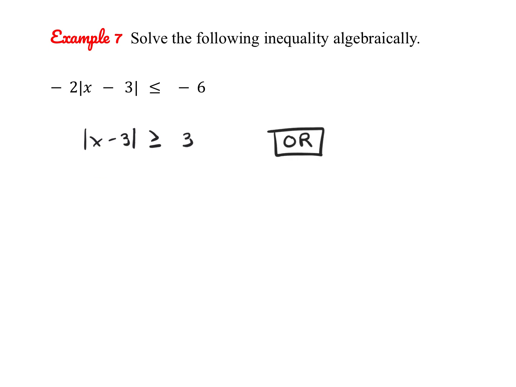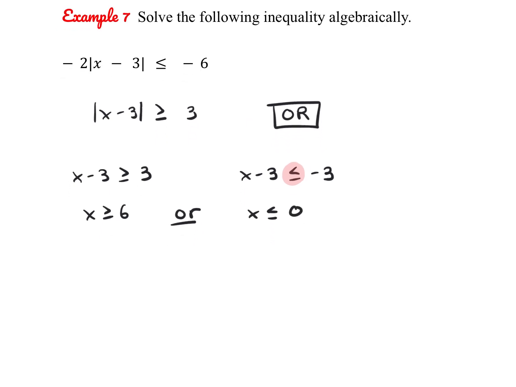So this is going to be this or that, which means you don't need overlap in your intervals. So here I'm still going to set up my two separate inequalities, one for positive 3, one for negative 3, and I need to flip the symbol, flip it and make it negative, and then I can finish solving. x is greater than or equal to 6, or x is less than or equal to 0. So if you visualize what this is, here's 0, here's 6. It's numbers that are less than or equal to 0, or greater than or equal to 6.